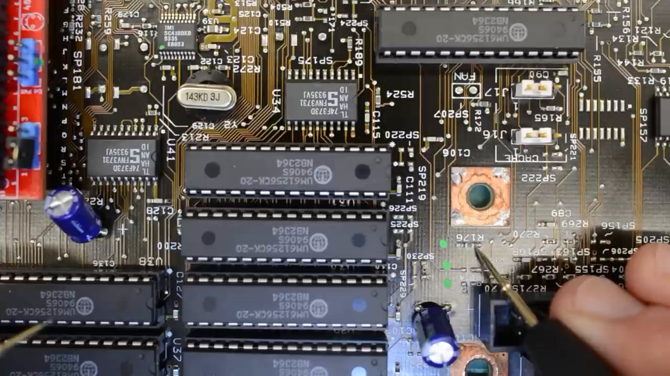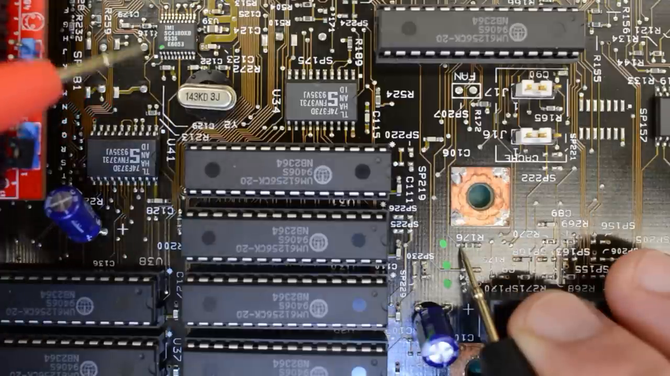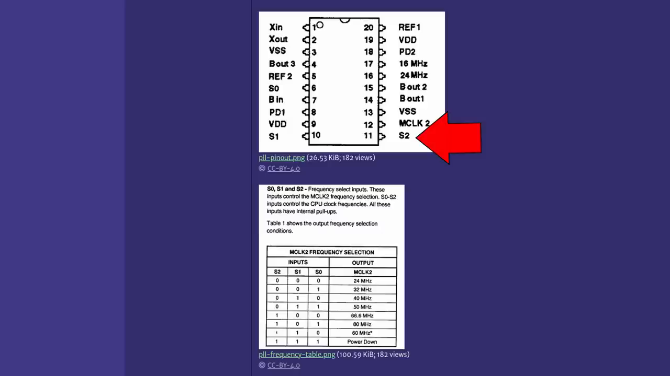So if we check the pads on the other side, they are connected to ground. So these resistors here are pulling the pins low. And the only pin that is pulled low is pin 11. And that is S2. And since the resistor is pulling it low, I'm going to assume that the other two pins are high. So I think that gives us 0, 1, 1. And that is 50 MHz. And half of that is 25. And that corresponds to the speed we have on the board. So if we want to increase the speed, we need to change this to 100.